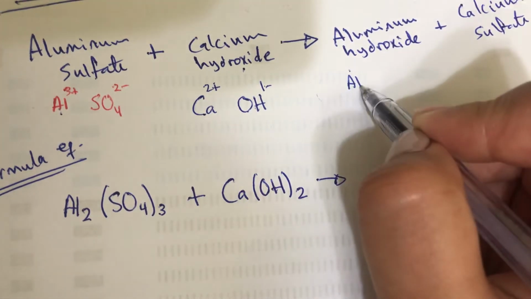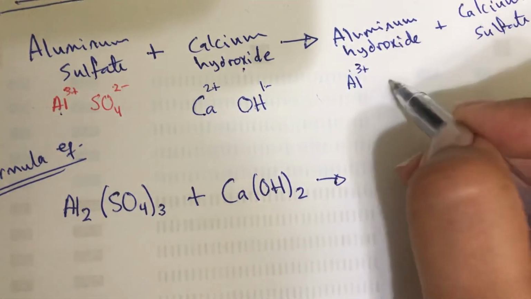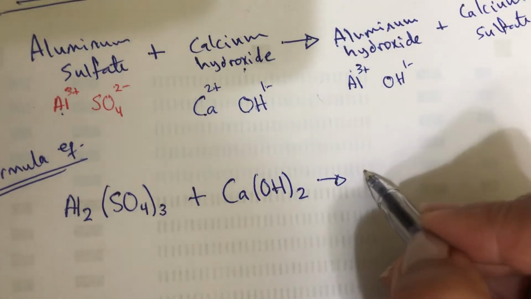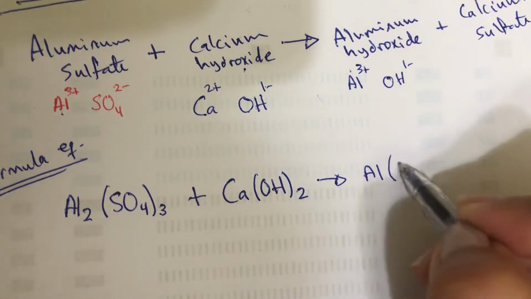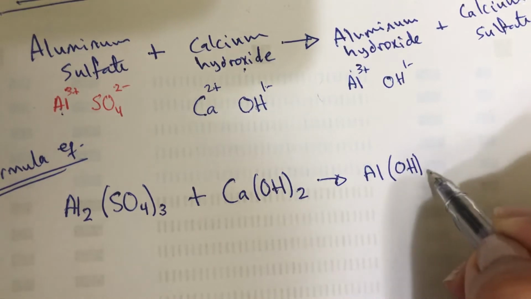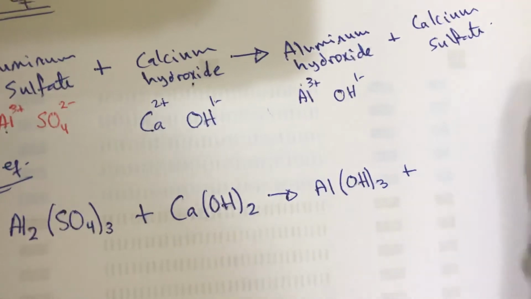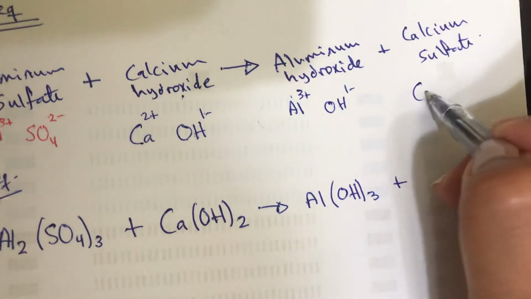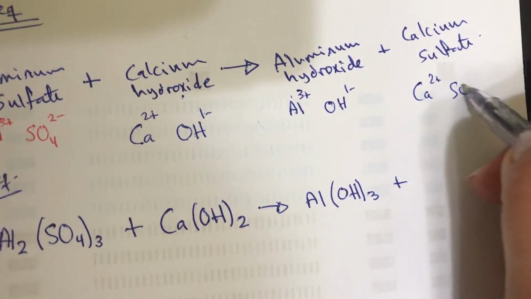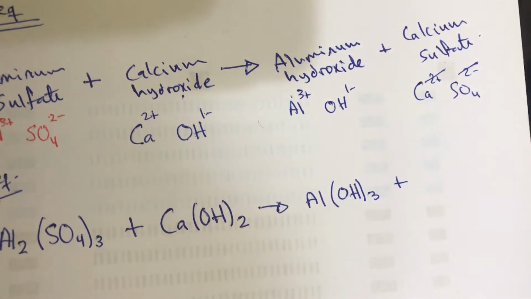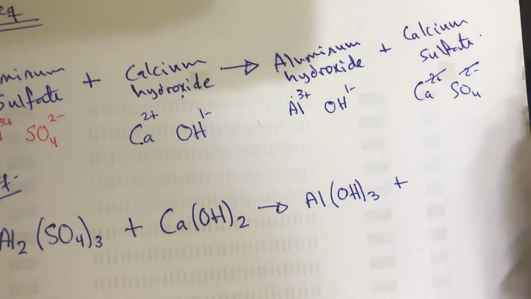Again, the symbol of aluminum is Al, it's in group 3, and hydroxide is a polyatomic ion with negative 1. So the formula is Al(OH)3, plus calcium sulfate. Calcium is in group 2 and sulfate is a polyatomic ion with negative 2. If the positive charge equals the negative charge, they cancel each other, so the ratio is 1 to 1.